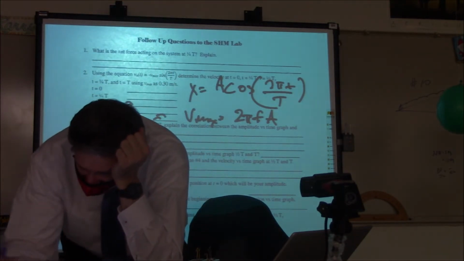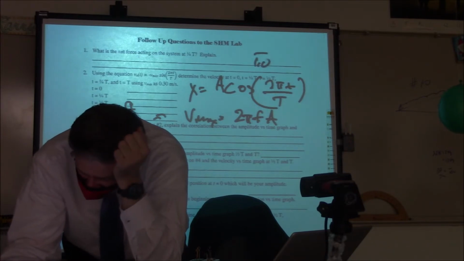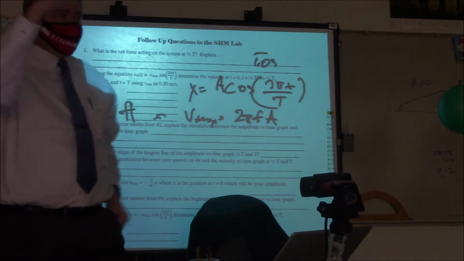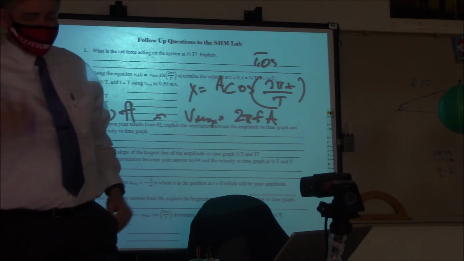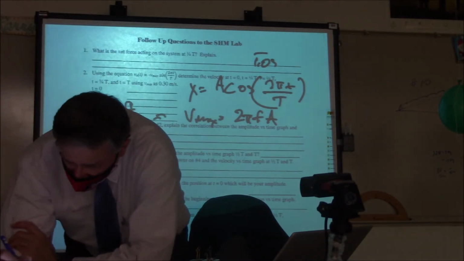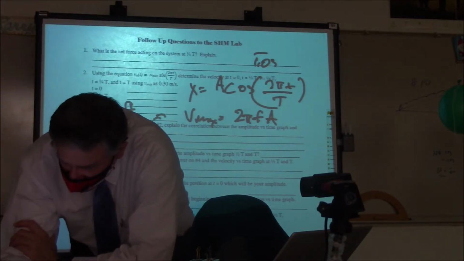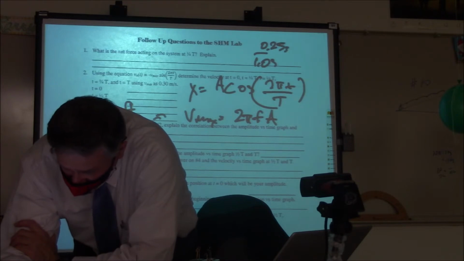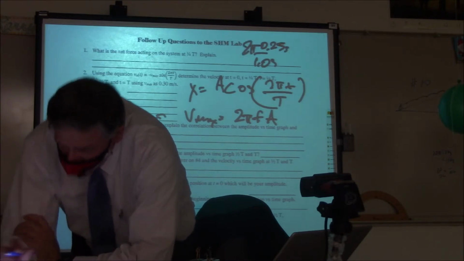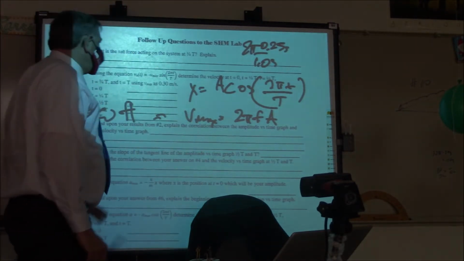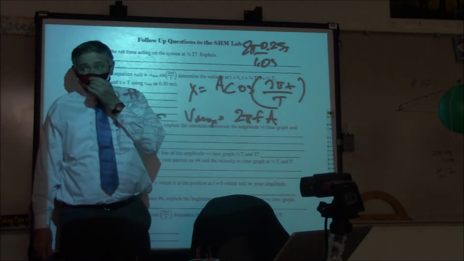To do that 1/4 t, let's say that the period for your oscillation was 1 second. Okay, so if you go to the front of the lab and your period of oscillation is 1 second, then if you want 1/4 t, that would be 0.25 seconds times 2 pi. So you could actually plug in these numbers.